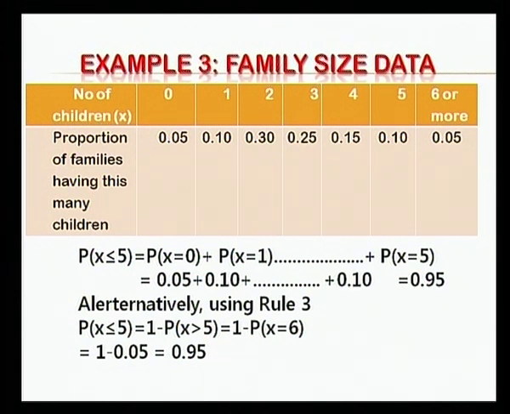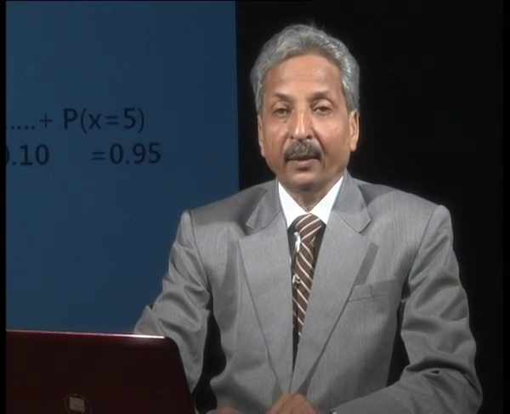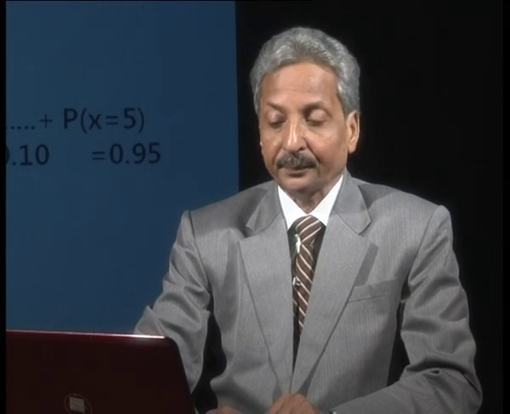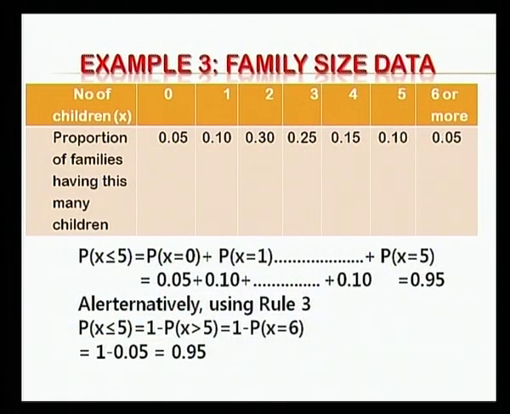Here suppose I want to find out the probability that x is less than or equal to 5, that is the probability that a family consists of less than or equal to 5 children. This by definition we can have as equal to probability x is equal to 0 plus probability of x is equal to 1 and so on plus probability of x is equal to 5, and putting the values of these proportions we get this probability as 0.95.